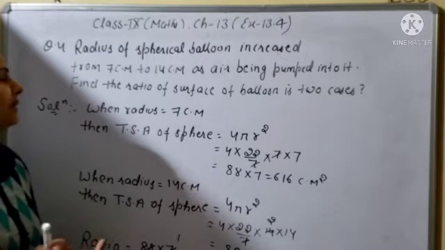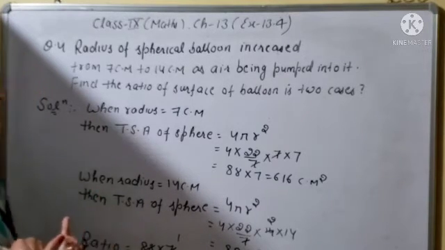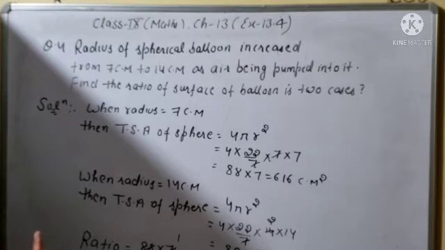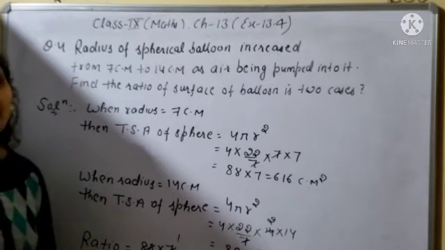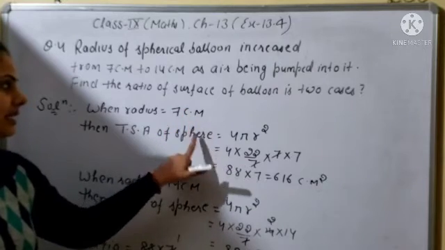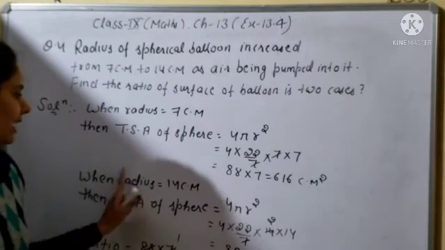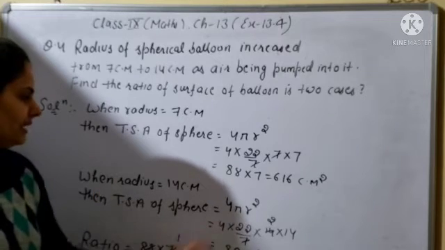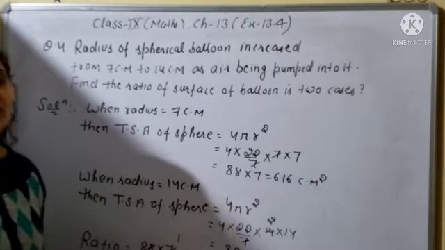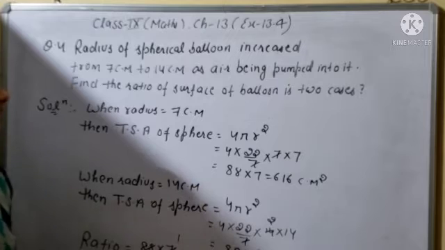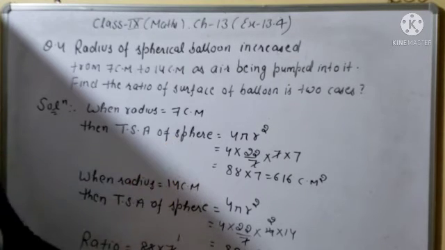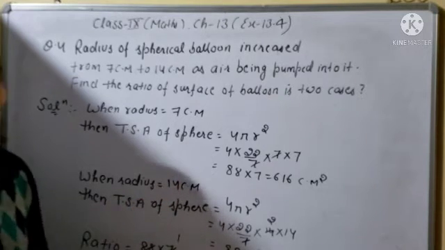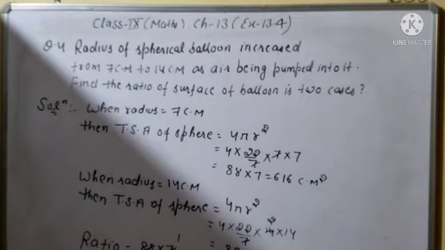So this was your question number 4. The radius of a spherical balloon increases from 7 centimeter to 14 centimeter as air is being pumped into it. Find the ratio of the surface areas of the balloon in the two cases. First of all you will find the total surface area when the radius is 7 centimeter, and when the radius is 14 centimeter. After that you will find the ratio in both cases: the first surface area upon the second total surface area. Cancel out and find the ratio. So it will be 1:4.